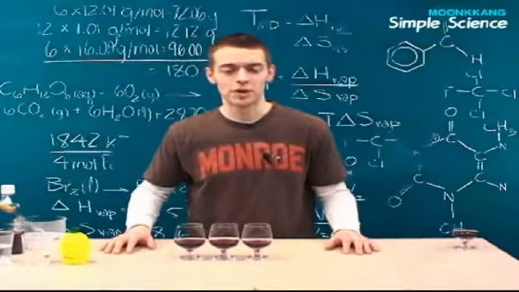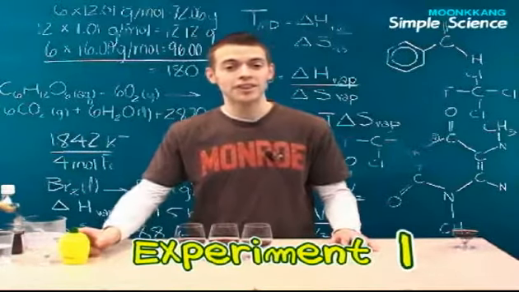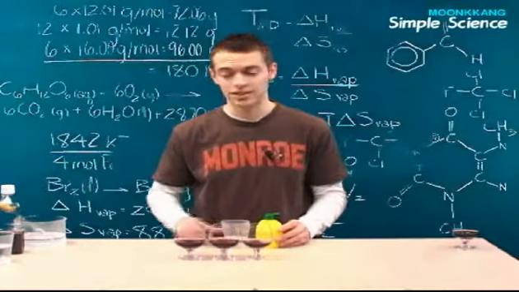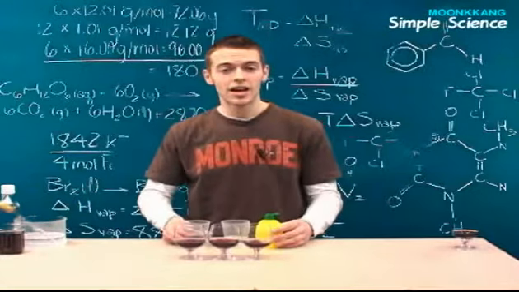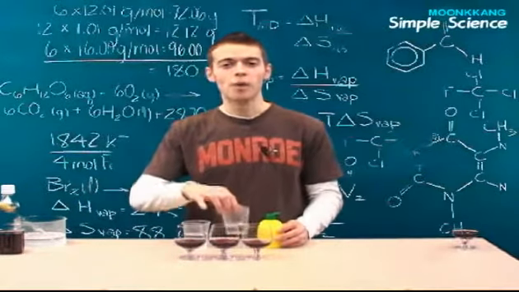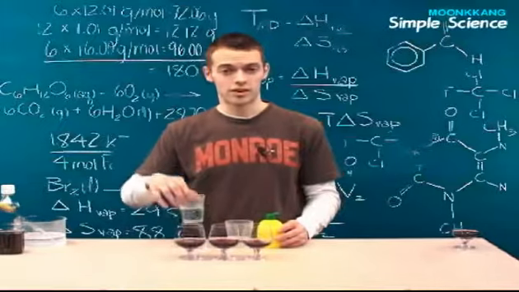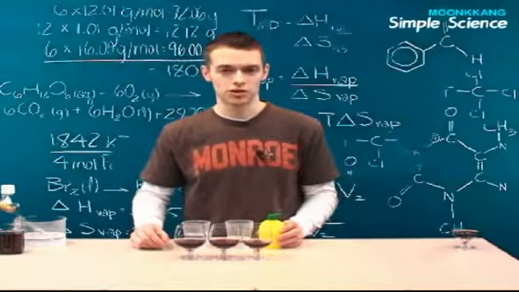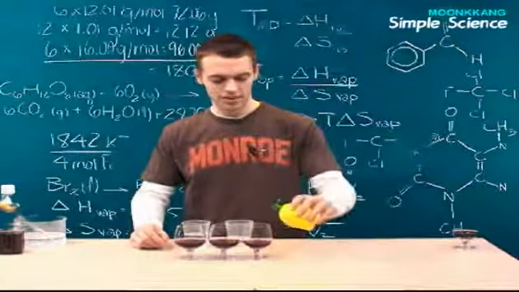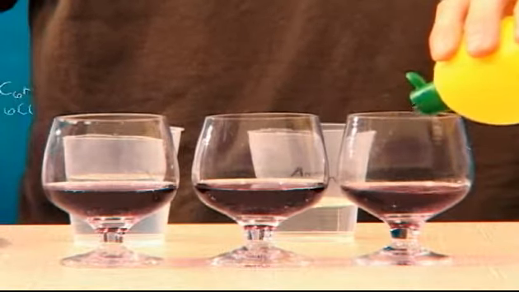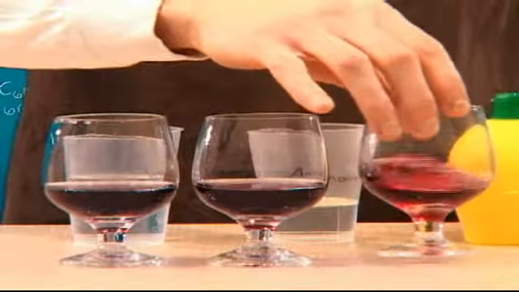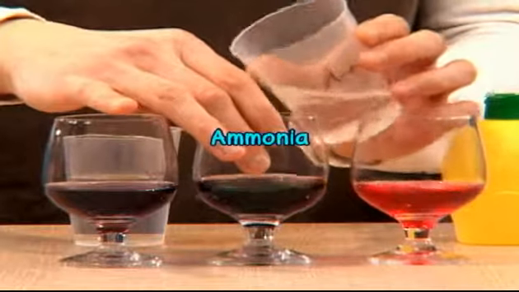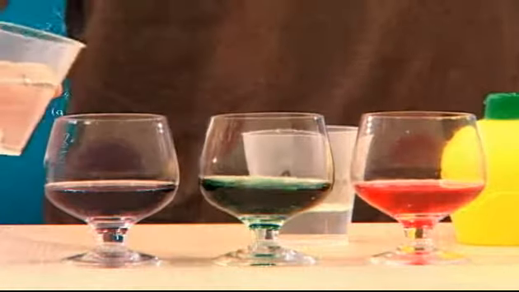So in this first experiment, I'm going to try to add different substances to our indicator solution to see how they react. I have in front of me lemon juice, ammonia, and water. So what do you think will happen when I add these to my indicator solution? Let's find out. First, I will add lemon juice. Next, I will add some ammonia and water.